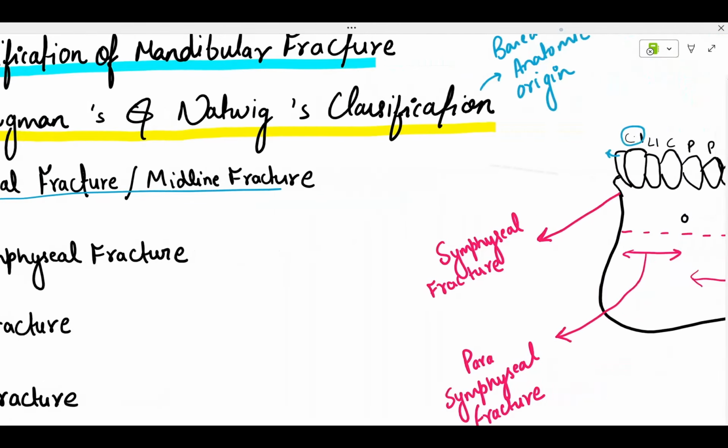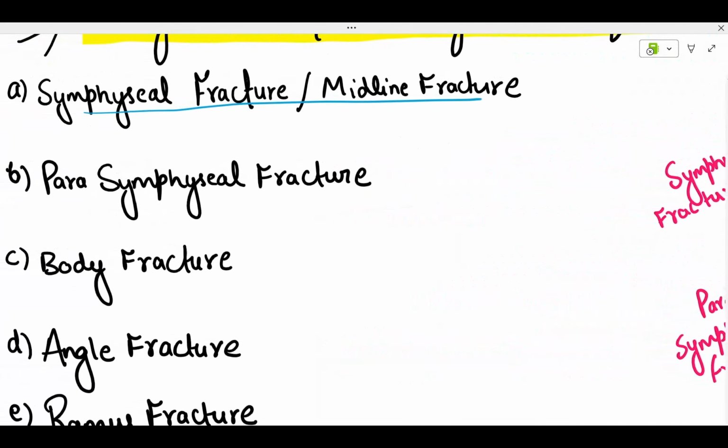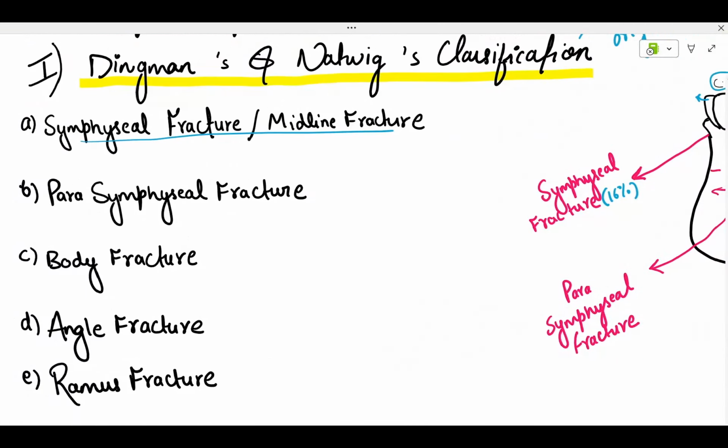This fracture occurs only about 16%. Let me write down here what is the symphyseal fracture. It is a fracture occurring between two central incisors. Coming on to the second category, that is your parasymphyseal fracture.